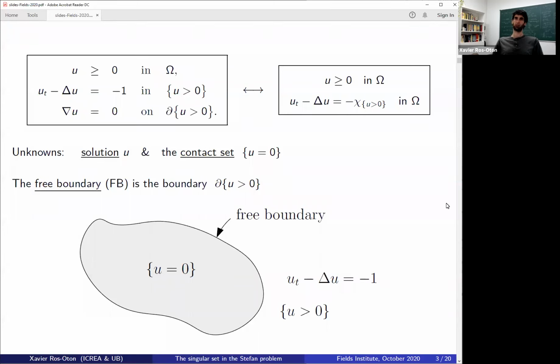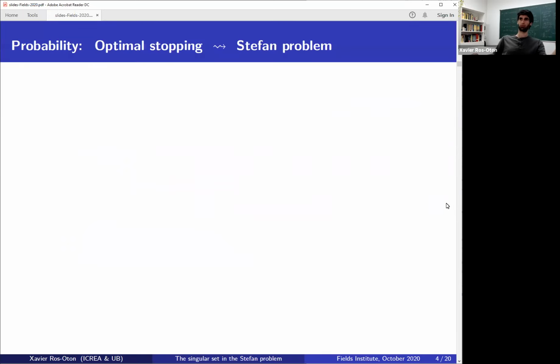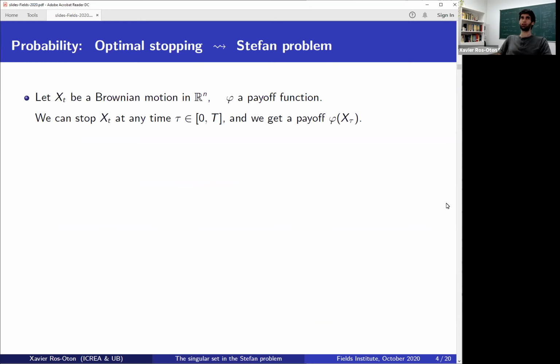So why do we study the Stefan problem or parabolic obstacle problem? One motivation is the melting of ice that I explained a couple of slides ago. But there is another motivation that I also like, because it's completely independent and gives you the exact same problem. This comes from probability, and this is the optimal stopping problem. You consider a Brownian motion in R^n, the simplest stochastic process, and you have a given payoff function phi that is C-infinity with compact support and non-negative, say.